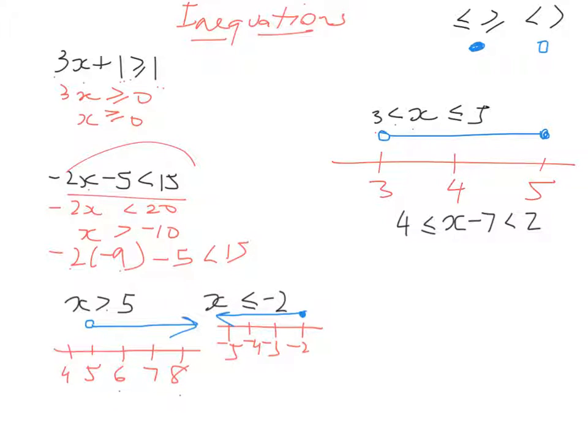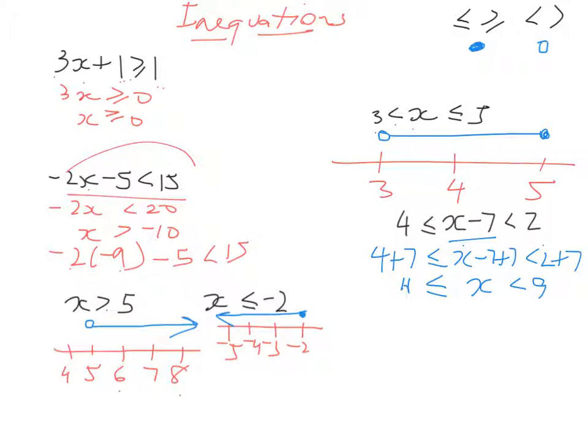For our last one, we've got to rewrite this a little bit. We've got x take away 7. We're going to add 7 to everything there. So this becomes 4 plus 7 less than or equal to x, negative 7 plus 7 less than 2 plus 7. So this is becoming 11 less than or equal to x less than 9.